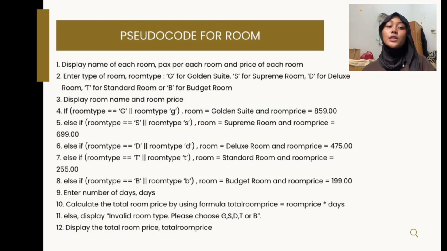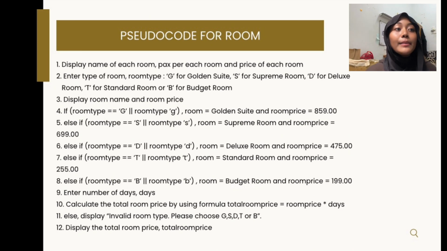Next, moving on to the next pseudocode, which is pseudocode for room. It starts with display name of each room, packs per each room, and price of each room. And then the second one is enter type of room, which consists of 5 types of room: G, that stands for golden suite, S for supreme room, D for deluxe room, T for standard room, and the last one is B for budget room. Third, display room name and room price. 4, if room type is G, it can be either capital letter G or small letter g, both are acceptable. And then G, golden suite, room price is equal to 859 ringgit Malaysia.